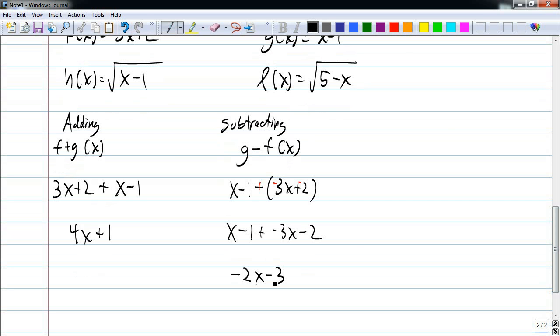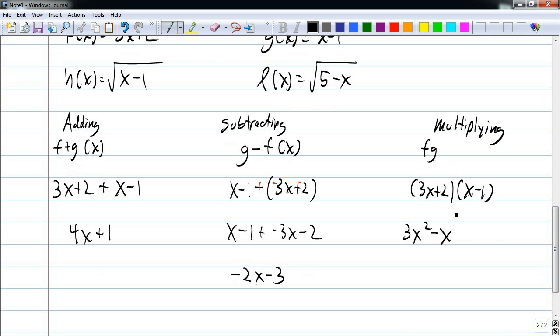Okay? For multiplying, if we do f times g, or fg, I would write out f, write out g, and multiply them together. So here I need to FOIL: 3x squared. My outer is negative 3x, my inner is positive 2x, so minus x minus 2.